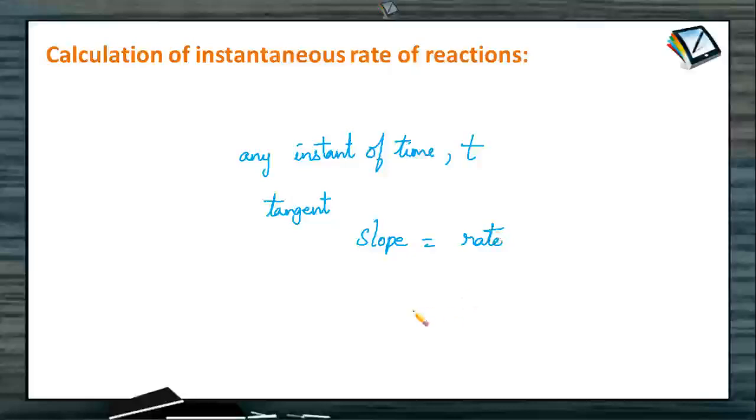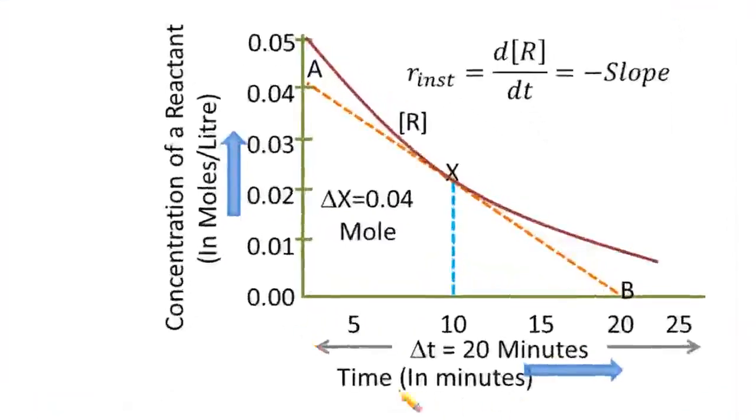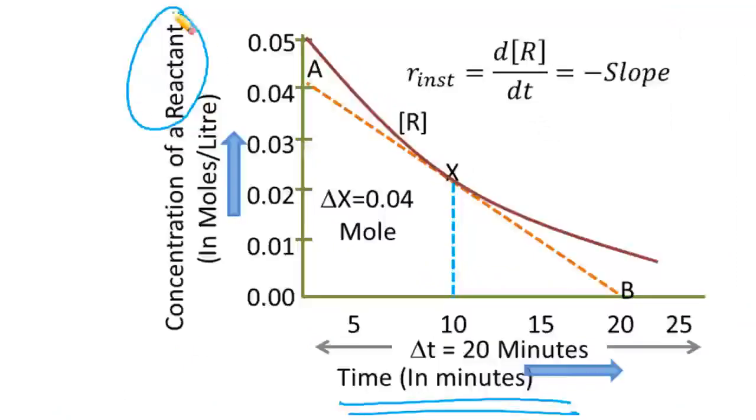Let me show you in the graph. So here again on the x-axis we are representing the time in minutes, and on the y-axis we are representing the concentration of the reactant in mole per liter. So this is the exact graph. Now we want to find out the instantaneous rate at a particular instant of time, for example, at this particular time. So what we need to do is draw a tangent. So this is the dotted line which is the tangent.